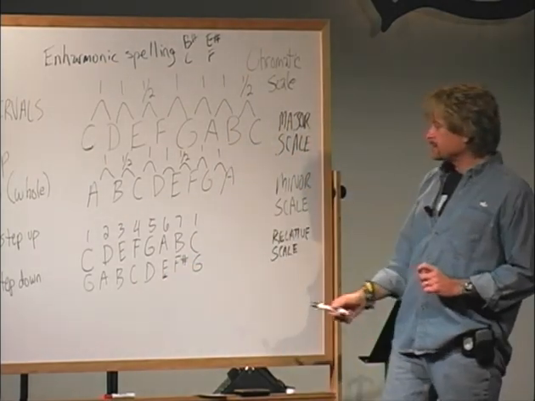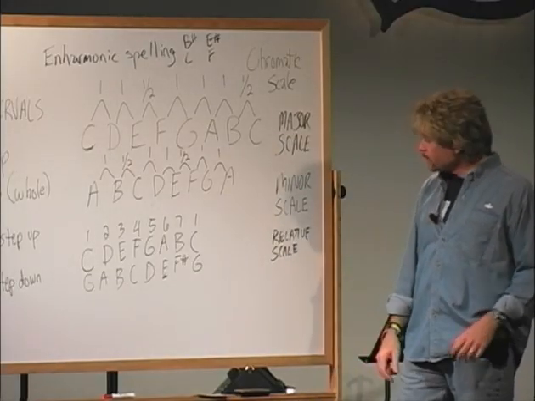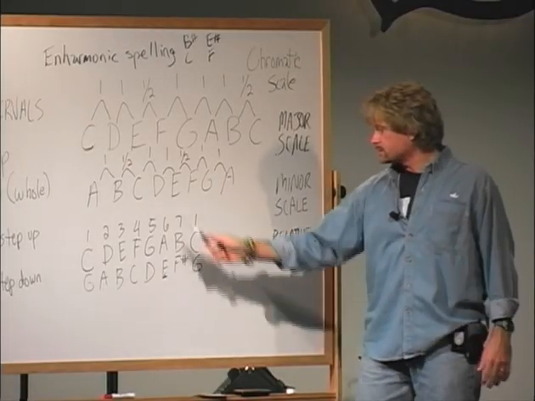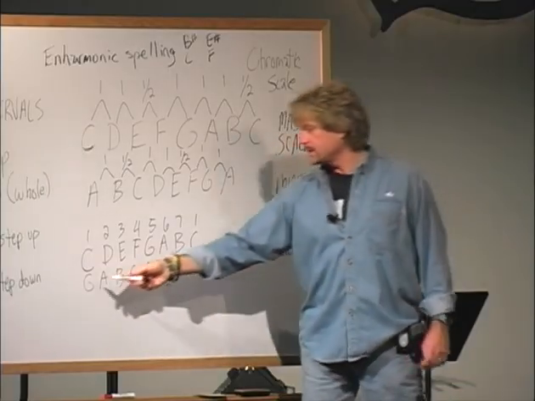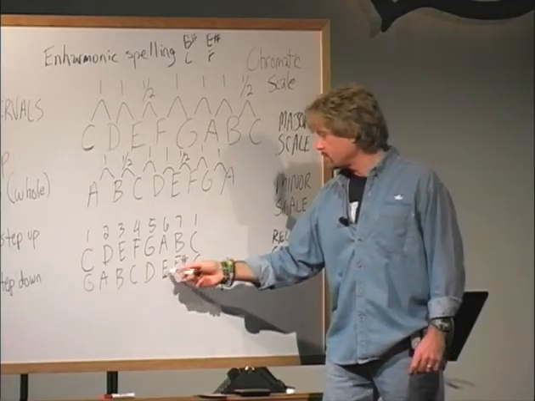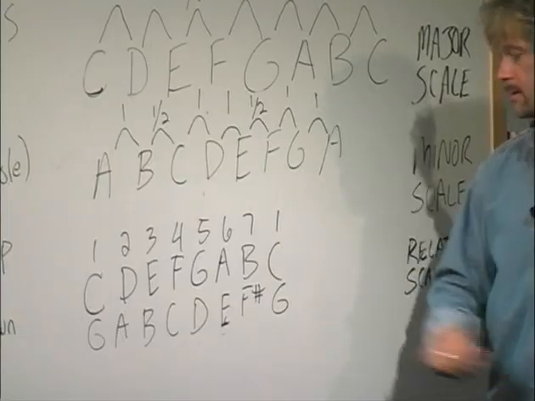Well, you want to guess how many sharps the E minor scale has in it? It has 1 sharp, and that's F sharp. Why? Because it's 2 reasons. Number 1, because the intervals fit it. And number 2, it is the 6th degree of the G major scale, so that we know that this is the relative minor of the G major.